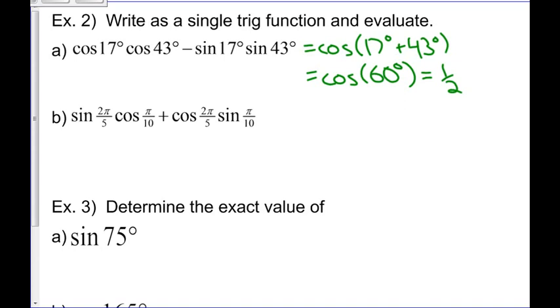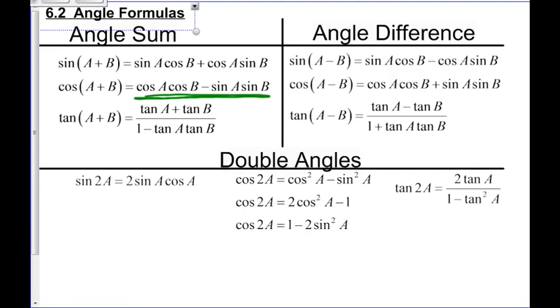Similarly, we could work it out for this one here. So the format of this one is sine cos plus cos sine. Let's find that on the angle, sum, and difference ones. Sine cos plus cos sine. Oh, that's the very first one. That's angle sum for sine.